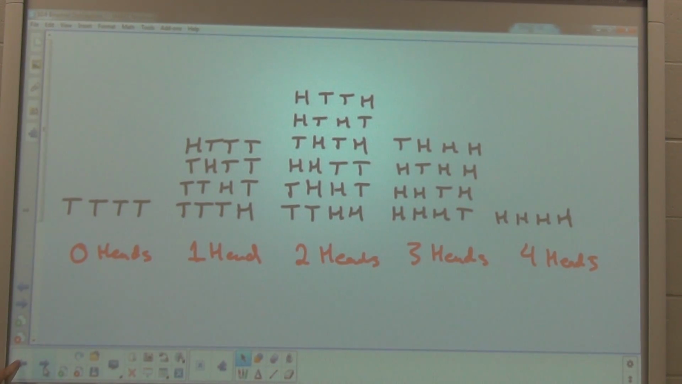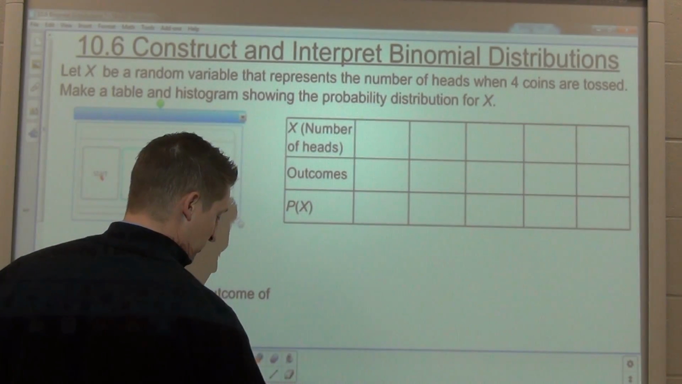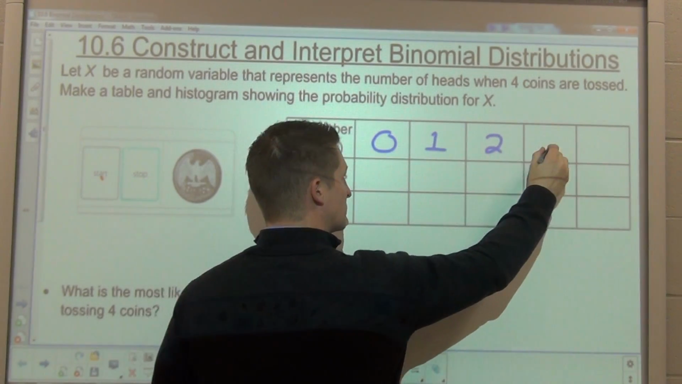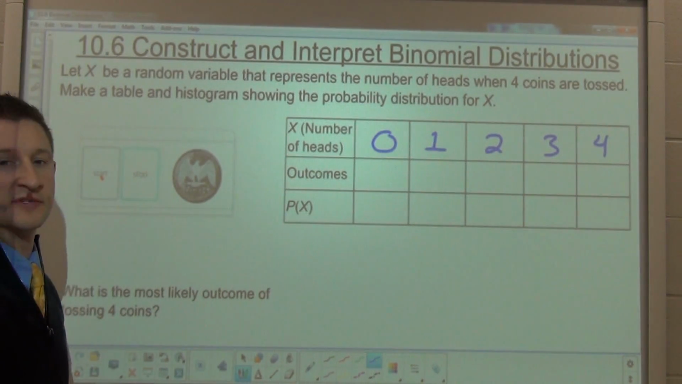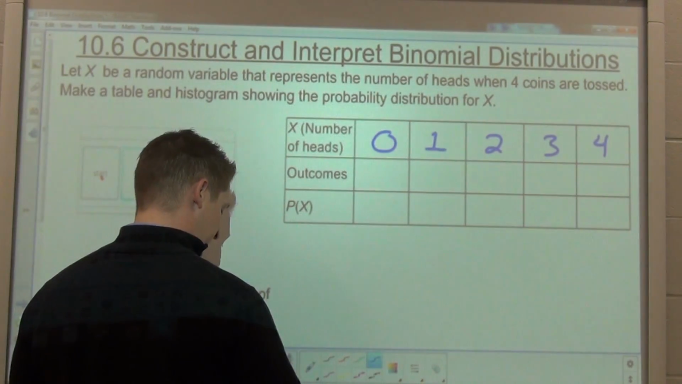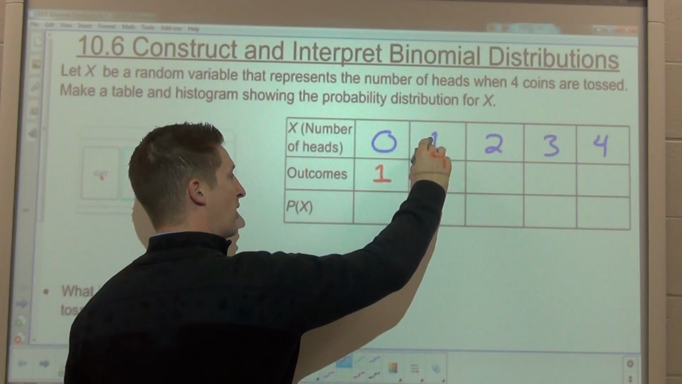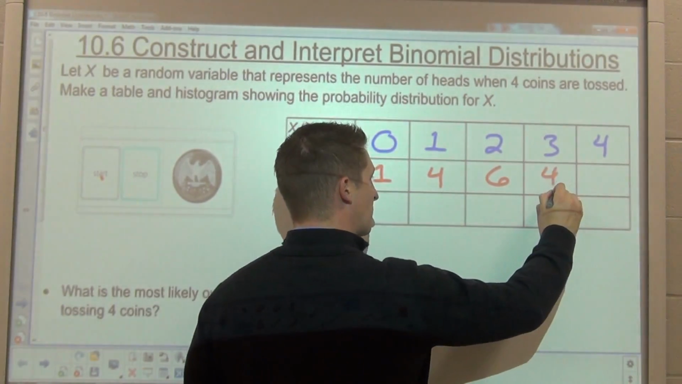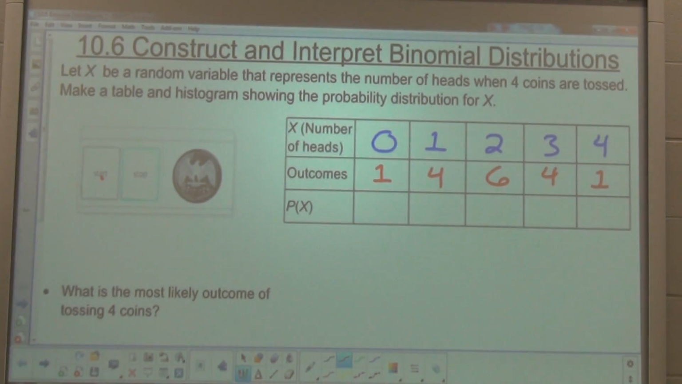now fill in this table. So, X is the number of heads. If we're going to fill in this table here, we're going to say that I could have 0 heads, I could have 1, I could have 2, I could have 3, or I could have 4. Now, for outcomes, how many different ways might that happen? Well, there was 1 way for me to have no heads. There were 4 ways for me to have 1 head. There were 6 ways for me to have 2 heads from my 4. 4 ways to have 3 heads, and again, 1 way to have all 4 coins come up heads.